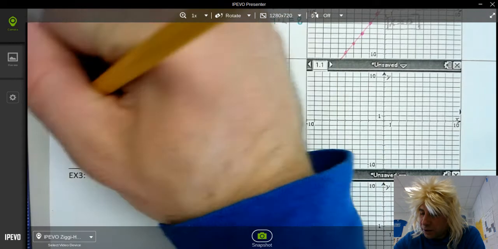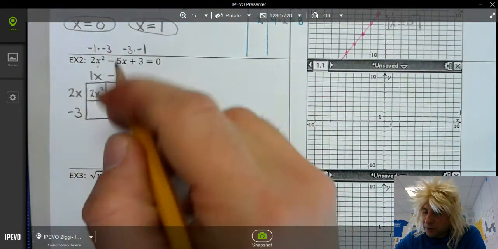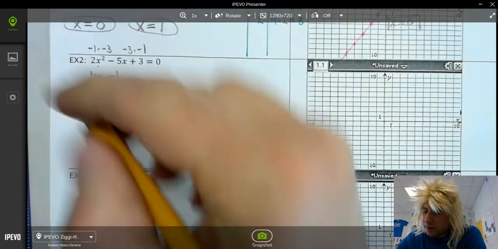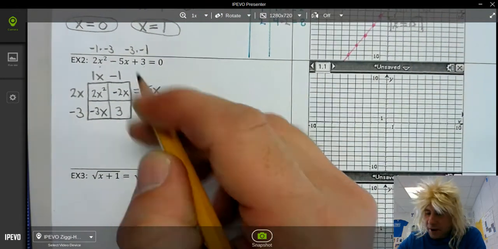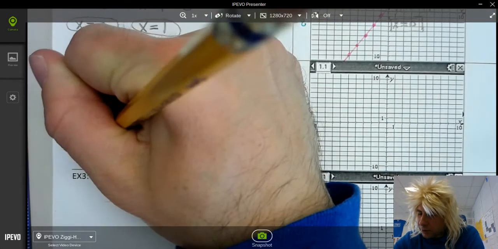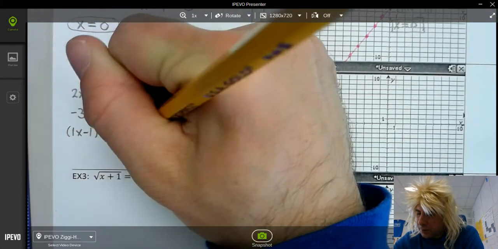So let's try negative 1 here and negative 3. So 2x times negative 1 is negative 2x. Negative 3 times 1 is negative 3x. They combine to be negative 5x. This factors, so we have 1x minus 1 times 2x minus 3 equal to 0.